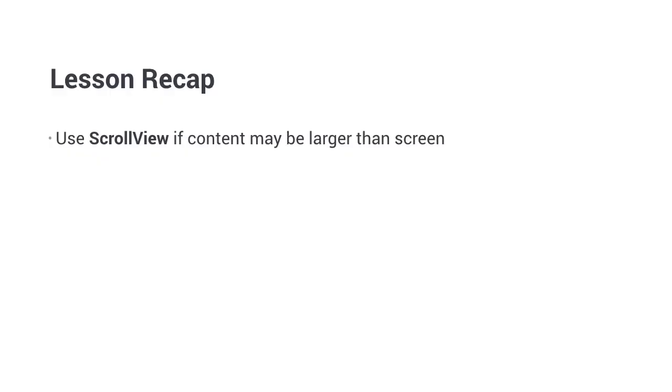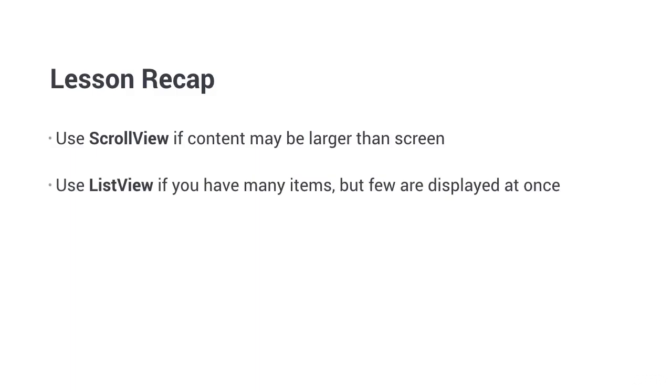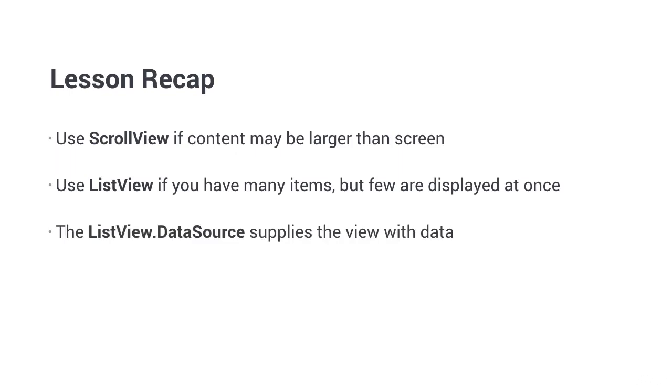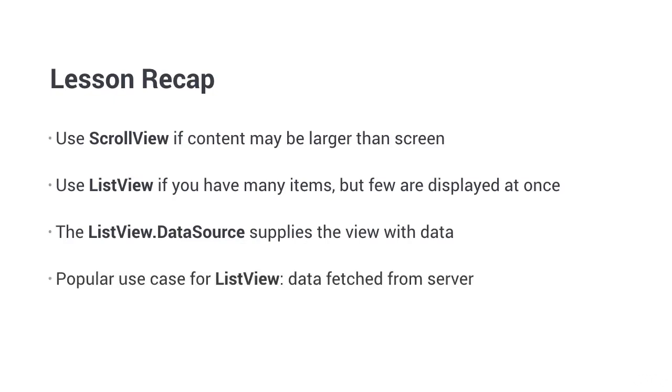To recap, when you have content that potentially is larger than the screen, use a scroll view. If you have a list of items that is much larger than what fits on the screen, it isn't the best option. For that, a list view is the way to go. List views have a data source, which is queried for rows to be much more efficient. One of the most common use cases of list views is data fetched from a server.